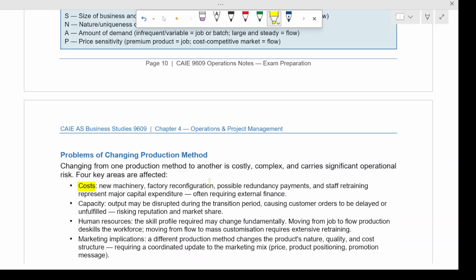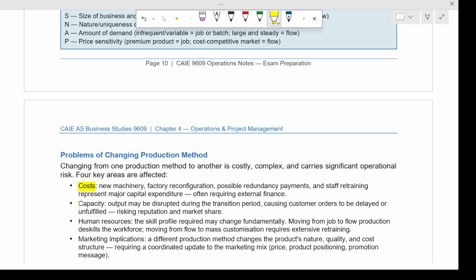So when you change everything, you have to get new machinery, you have to reconfigure your factory, you have to make changes in the overall factory. And there can also be redundancies where some employees, some labor are not required anymore, so you have to make redundancy payments. And there is staff retraining required, which represents major capital expenditure, which often requires external finance.